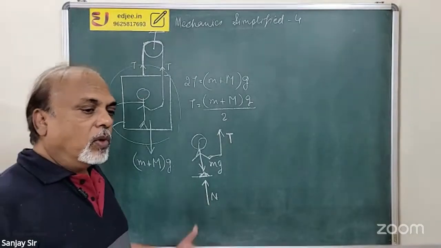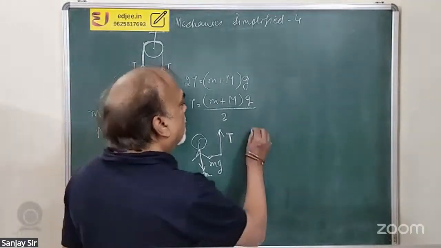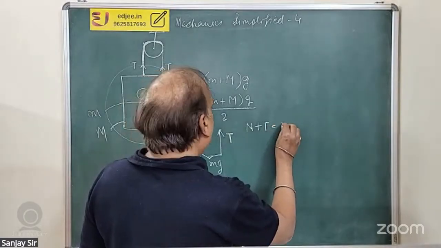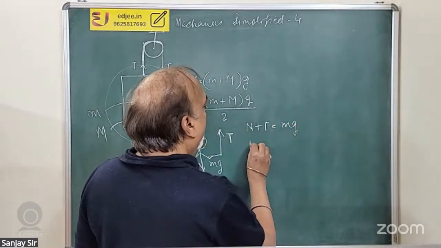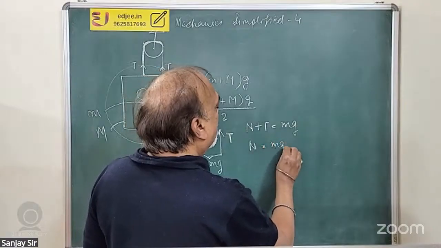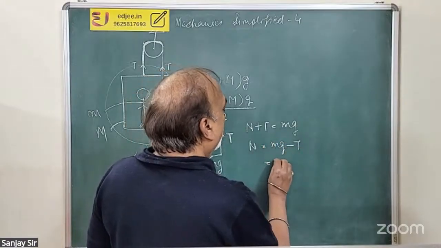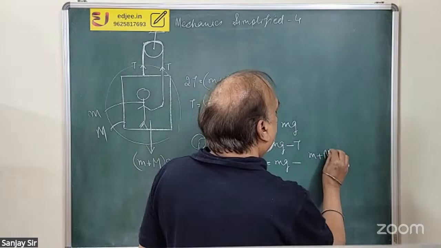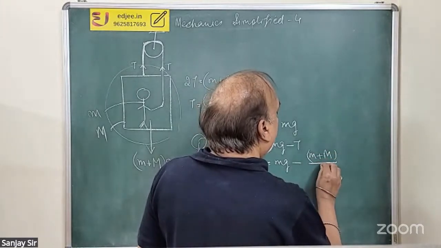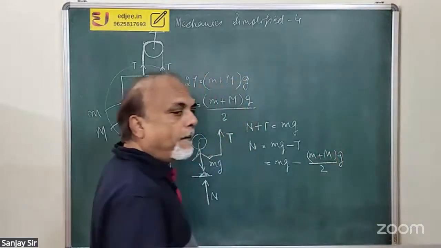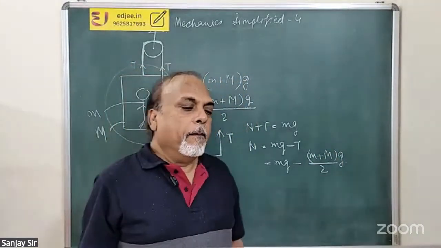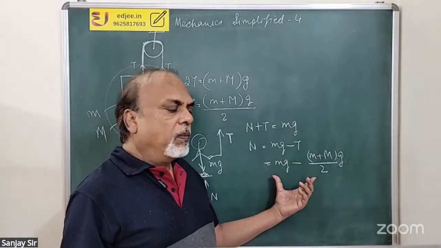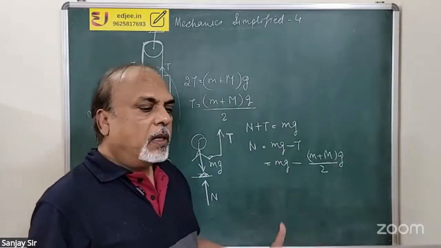Now you can find out. N plus T is nothing but mg, or N is nothing but mg minus T, and T you know. If you simplify it, then you will get it like this.